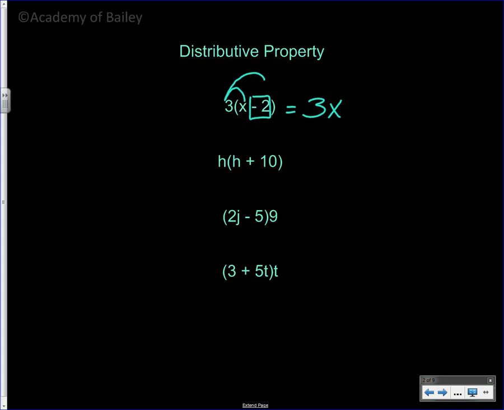I know it looks like a subtraction if you are looking at it as x minus 2, but if you're only looking at that 2, that's a -2. So what is 3 times -2? That would be -6. Same thing on the next one. You go h times h. H times h, what's that? H squared. And then you do h times positive 10, which is a positive 10h.